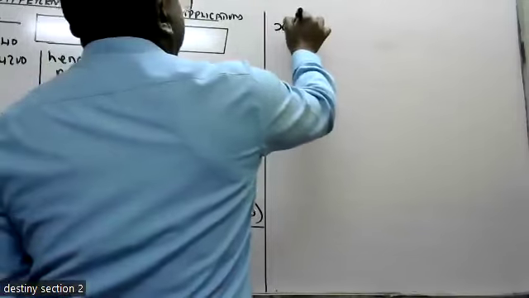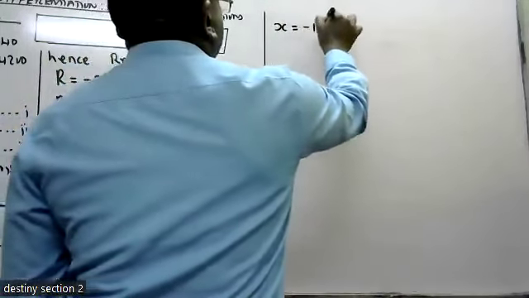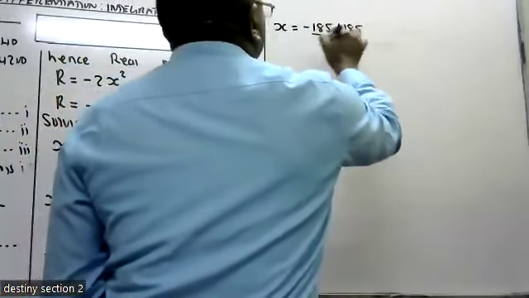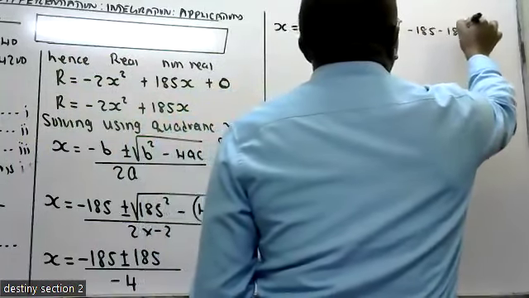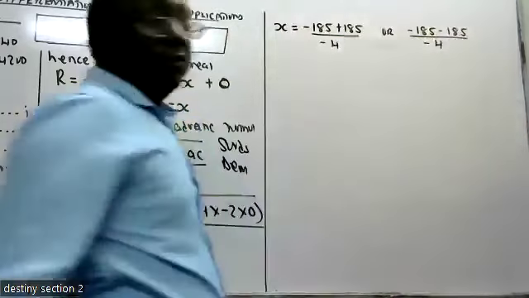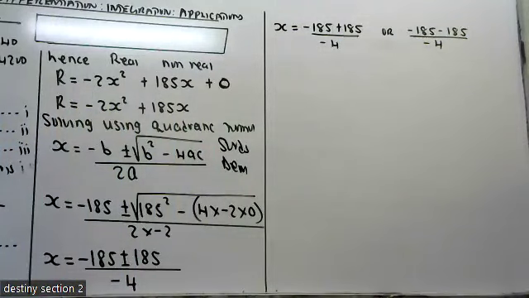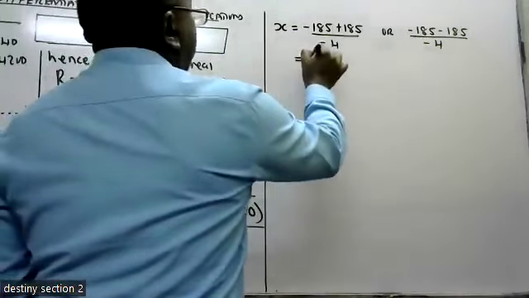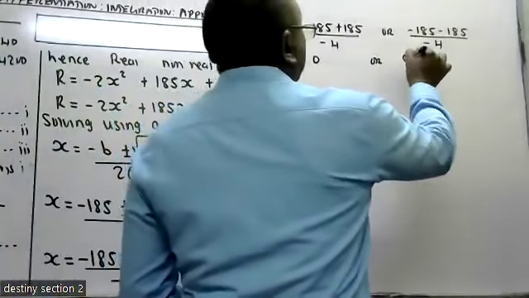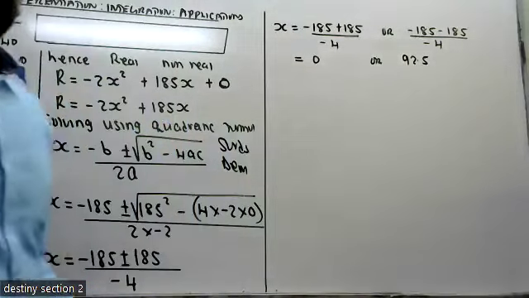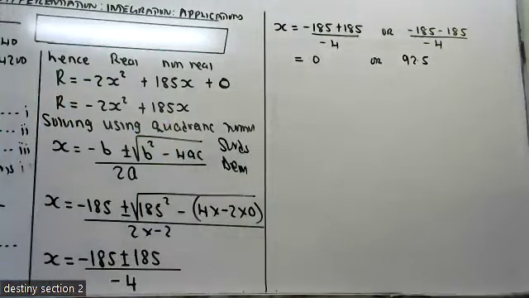So we will say that x is minus 185 plus 185, we divide by minus 4, or minus 185 minus 185, we divide by minus 4. So this one becomes 0, or 92.5. So those are the answers. It is either 0 or 92.5.